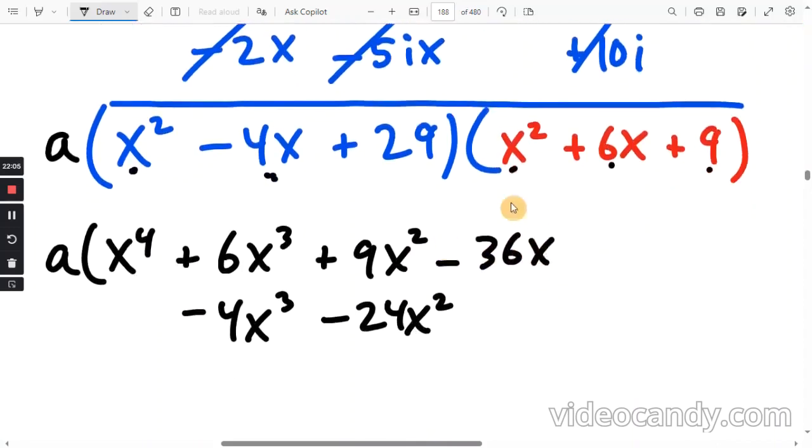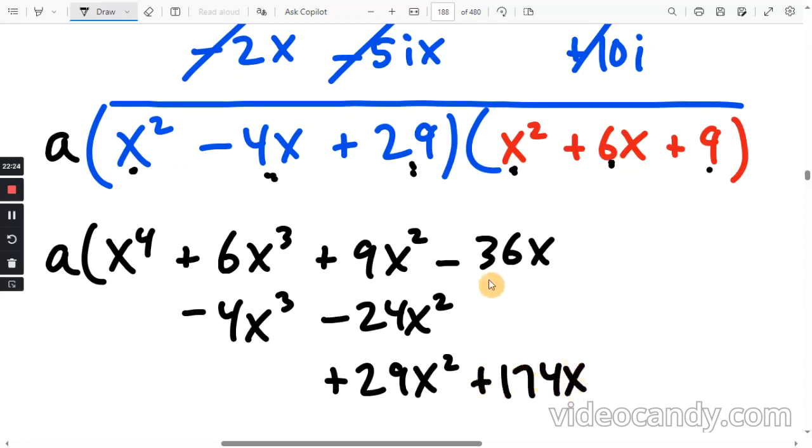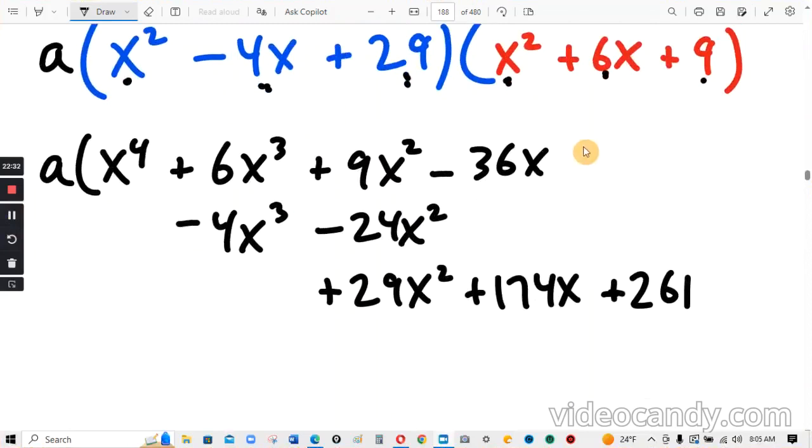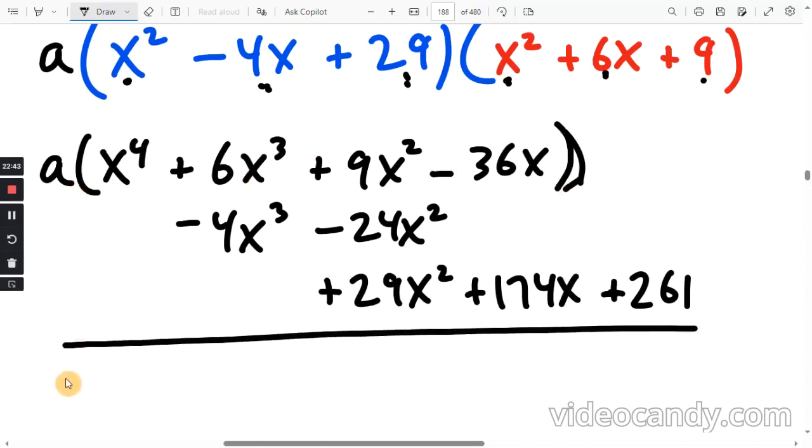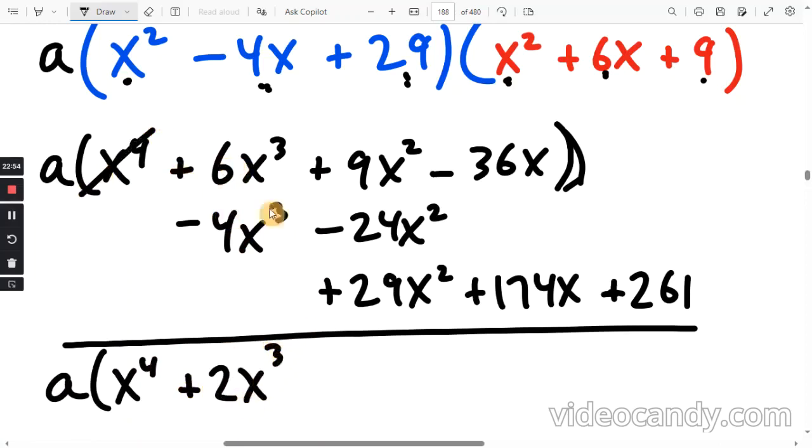And the last one, 29 times x squared, 29 times 6x, that's going to be 180 minus 6, that's 174x. And 29 times 9, let me use the calculator, that's 261. All right, combining the like terms here is a little messy. This is supposed to be in parentheses, but we're adding like terms. Keep the a. It's just going to be 1 in the end. All right, x to the 4th plus 6 minus 4, that's positive 2. 9 minus 24 plus 29, that's 14.